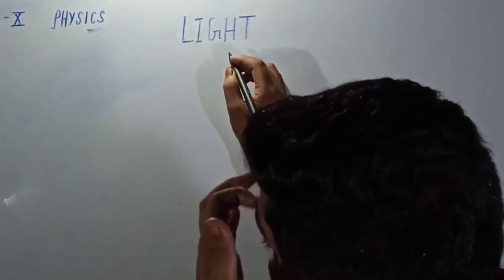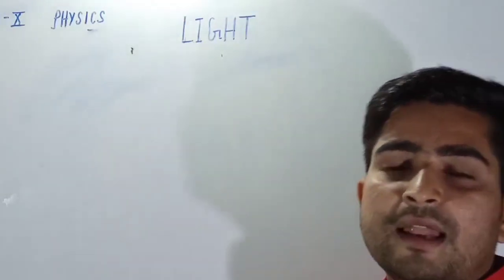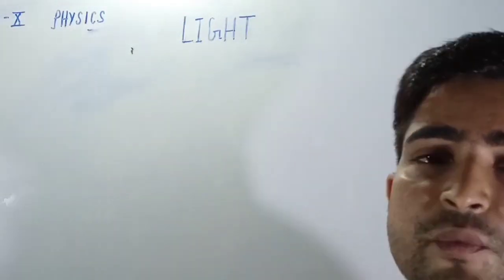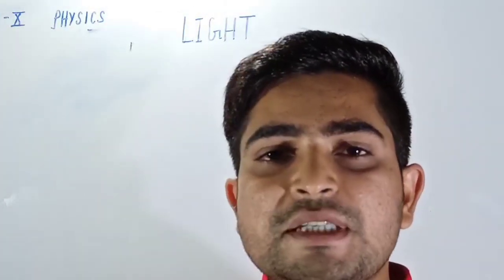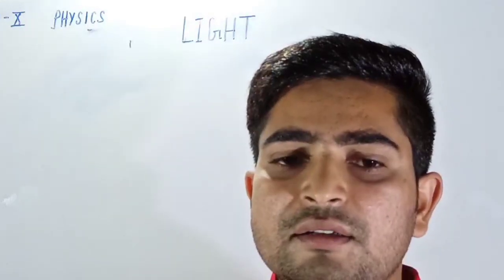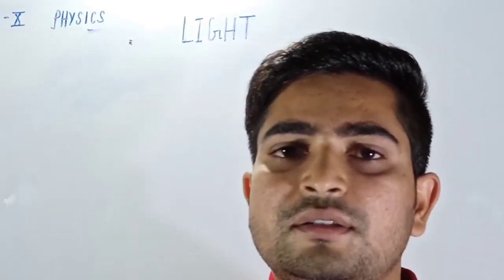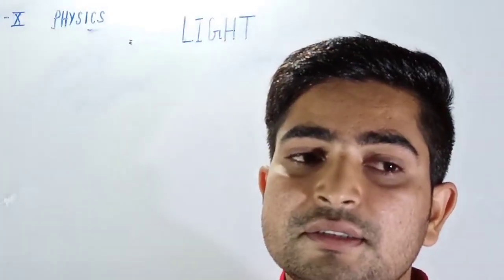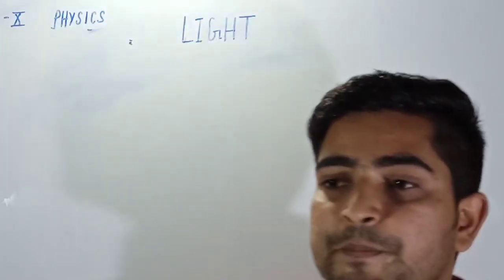The chapter is light. Light is made up of electromagnetic waves which do not need any material medium to propagate. It means that light can propagate anywhere. Light can travel anywhere it wants, either where there is atmosphere or where there is no atmosphere.